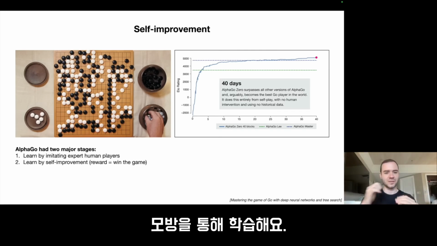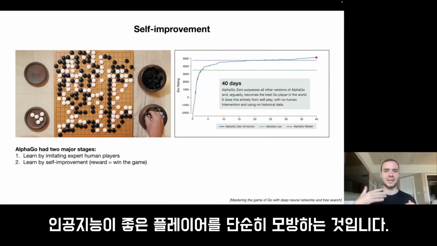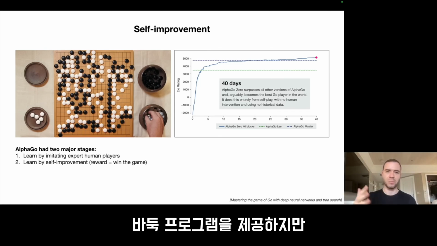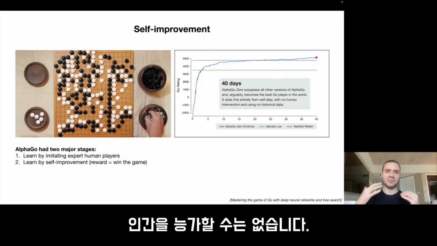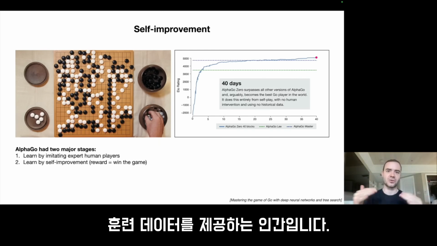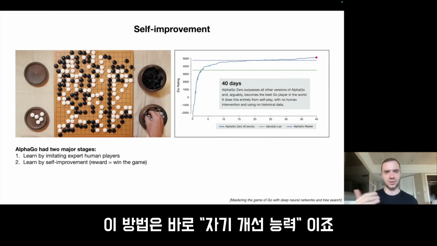You kind of just filter to the games played by really good humans, and you learn by imitation. You're getting the neural network to just imitate really good players. And this works, and this gives you a pretty good Go playing program, but it can't surpass humans. It's only as good as the best human that gives you the training data. So DeepMind figured out a way to actually surpass humans, and the way this was done is by self-improvement.